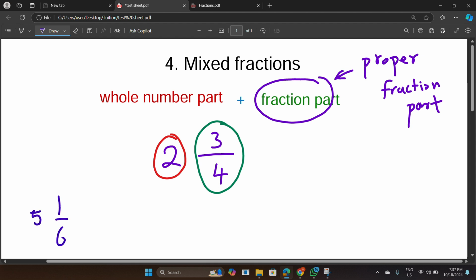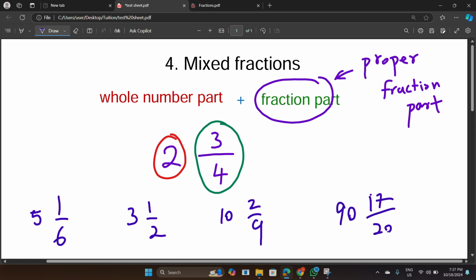5 and 1/6, 3 and 1/2, 10 and 2/9, 90 and 17/20. Likewise, we can write examples for mixed fractions.